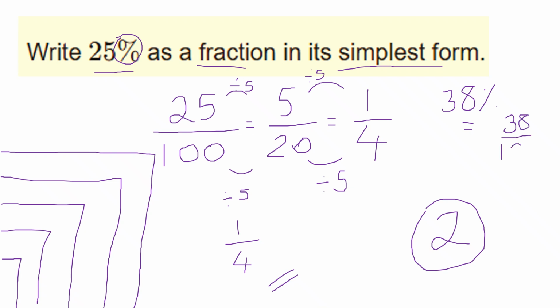This is a fraction which, again, I can simplify. So divide top and bottom by 2 because they're both even numbers. Okay, so half top and bottom, and we get 19/50ths, or 19 over 50. Okay, and that's 38% as a fraction in its simplest form.